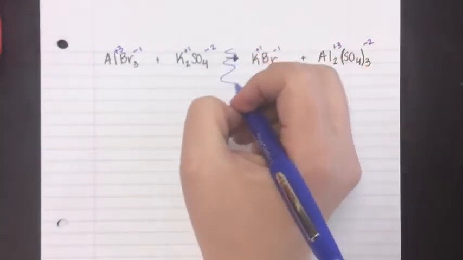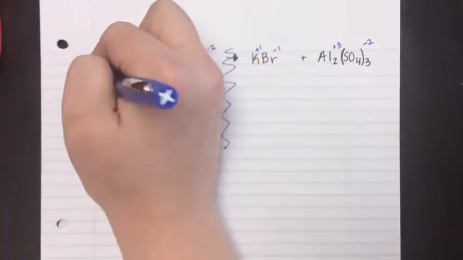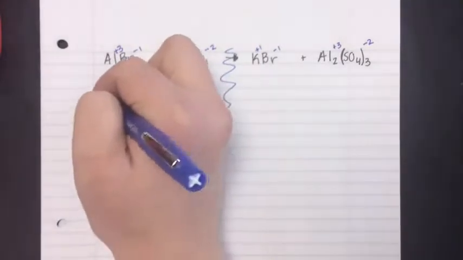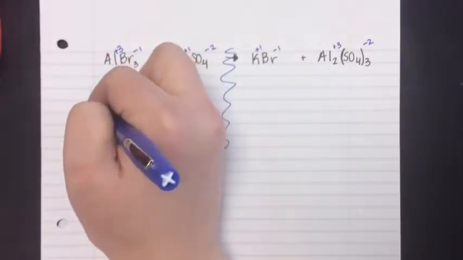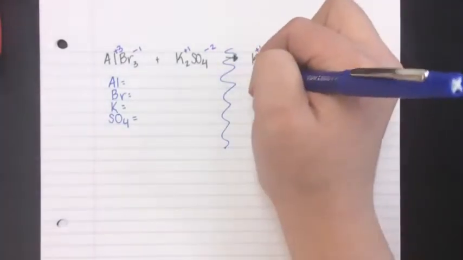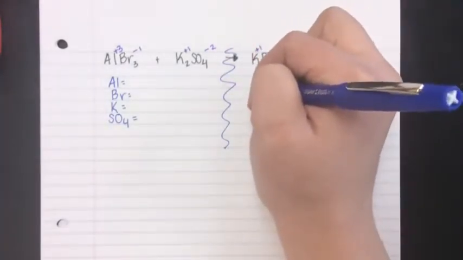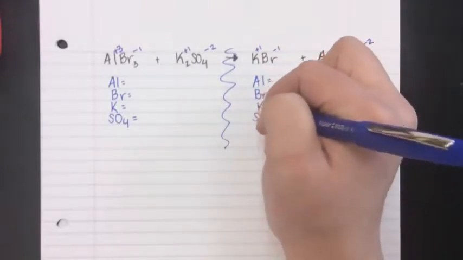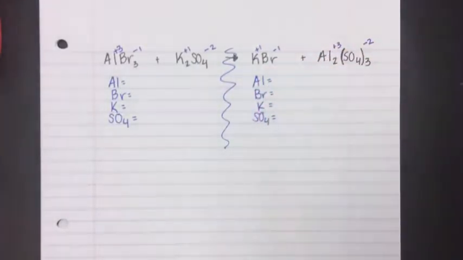Next, we must identify our elements on the reactant and the product side. I draw a line down the middle and identify aluminum, bromine, potassium, and sulfate as my 4 ions. Remember, sulfate is a polyatomic ion, so it stays together as one thing. On my product side, I also identify aluminum, bromine, potassium, and sulfate. I write these in the same order so that it is easy to compare.